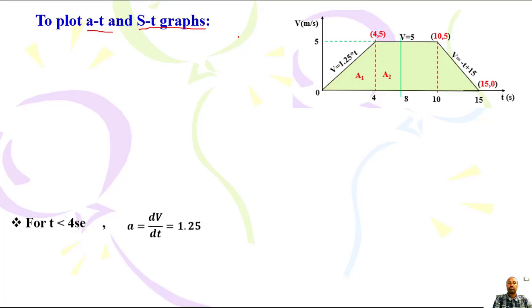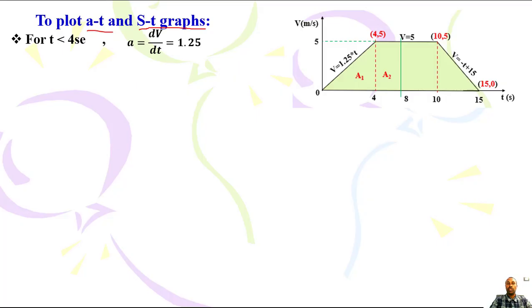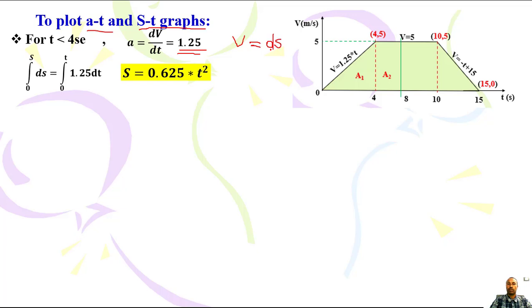So for t less than 4 seconds, up to 4 seconds, you have the velocity. From dv by dt, you get this one. So this is the acceleration value. Then integral ds, integral v dt, just as you have v is equal to ds by dt.